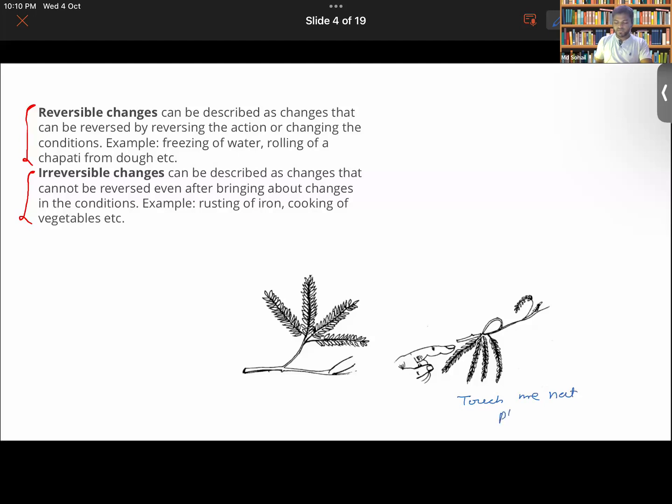This is a touch me not plant, also Mimosa pudica. Mimosa pudica, that is the scientific name of this plant. Touch me not. So here, if you were to touch the touch me not plant, it looks like this right now. And after some time, it restores back to its original shape. So that is an example of which type of change? Is it a reversible or irreversible change? Yes, reversible. Obviously a reversible change example here.